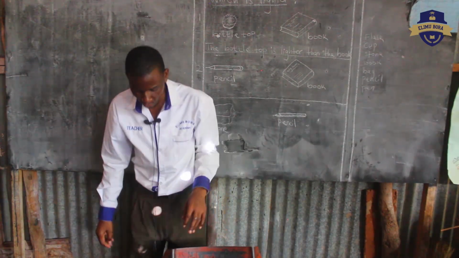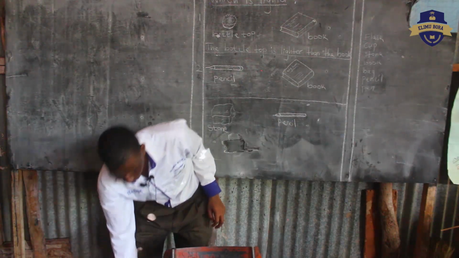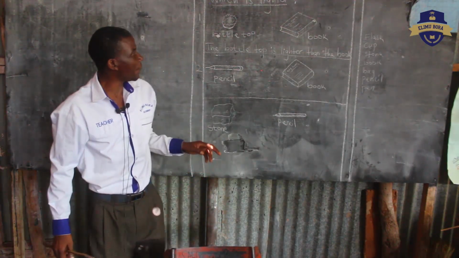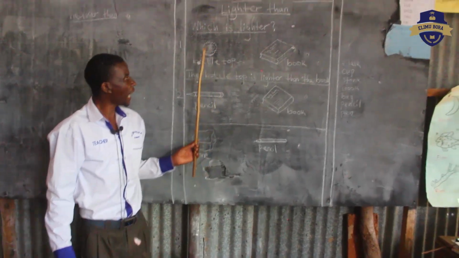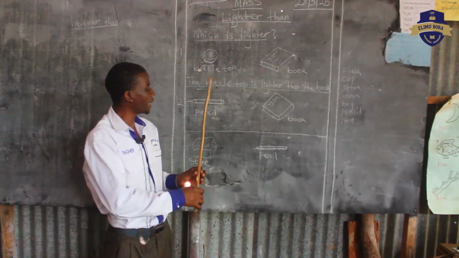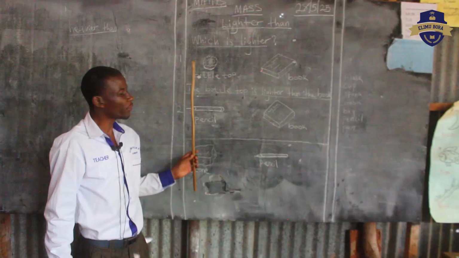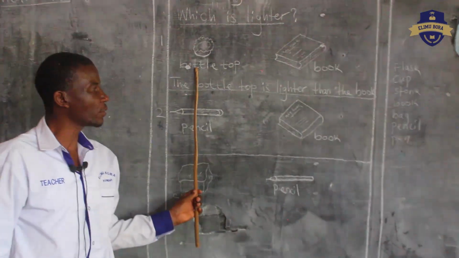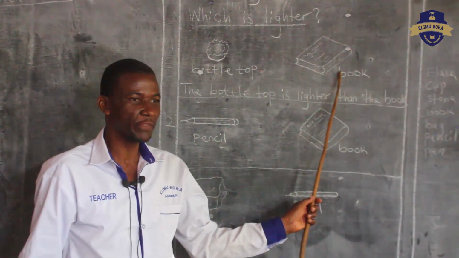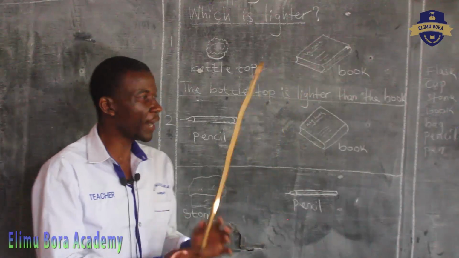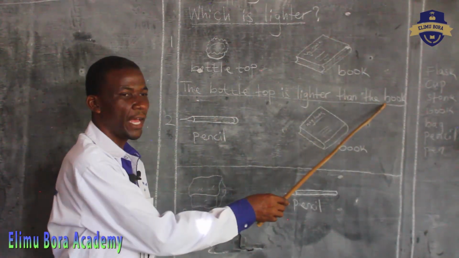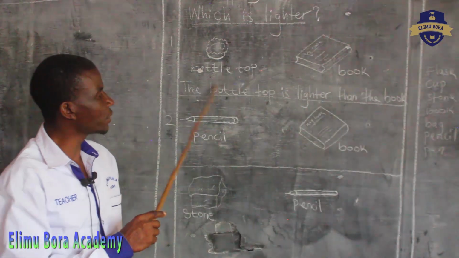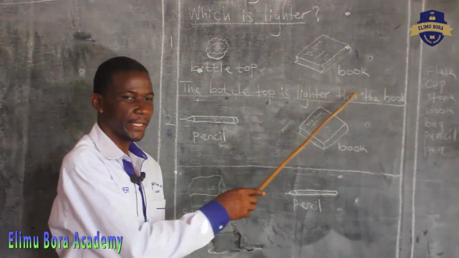Now we want to draw those examples we have done in our exercise books. I have drawn for you the first one and the second one. We have compared the mass of the bottle top and the mass of the book. And we found out that the bottle top is lighter than the book.